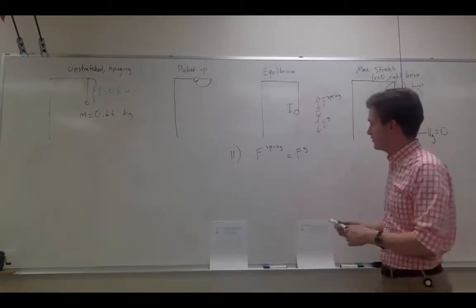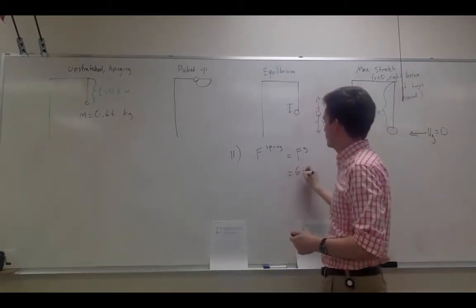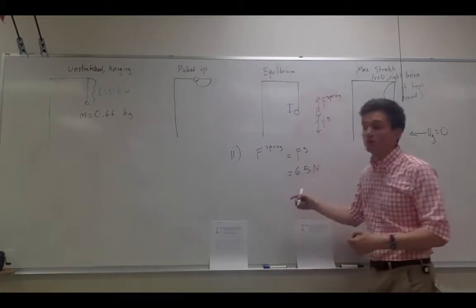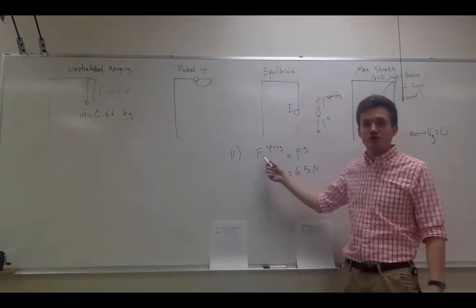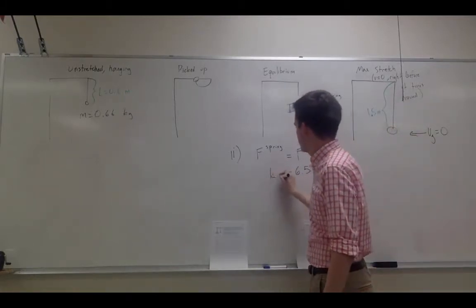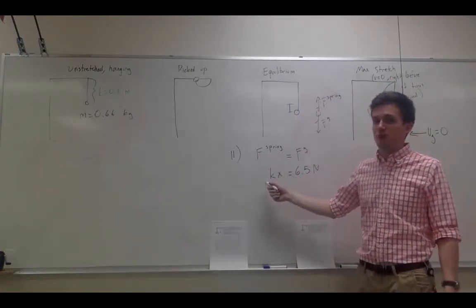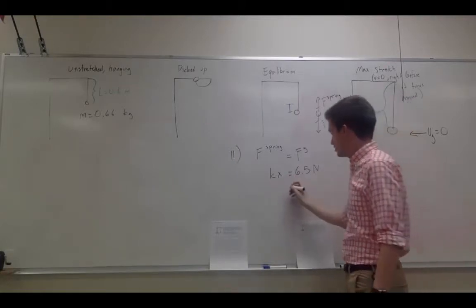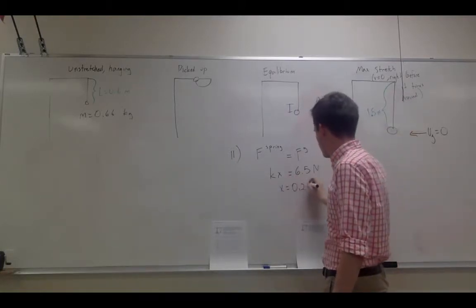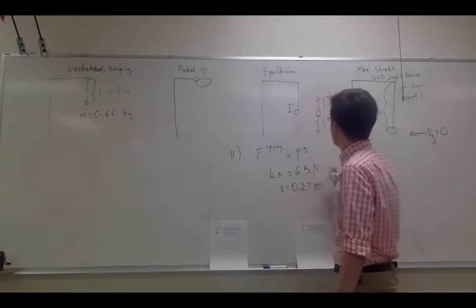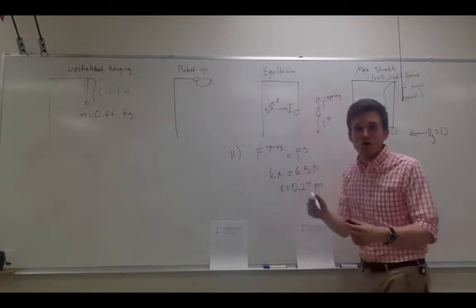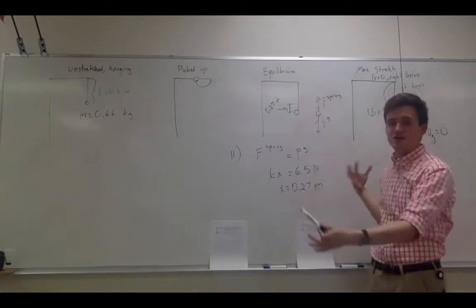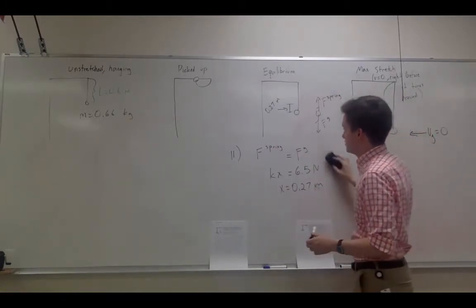We know what the force is. So right here, that force is 6.5 newtons, the answer we just found in part I. This force of the spring expands into kx. You know what k is, you found it in part B. Solve for x. You end up getting x is 0.27 meters. So now we know all the lengths we need to know, and we can move on to 3i.